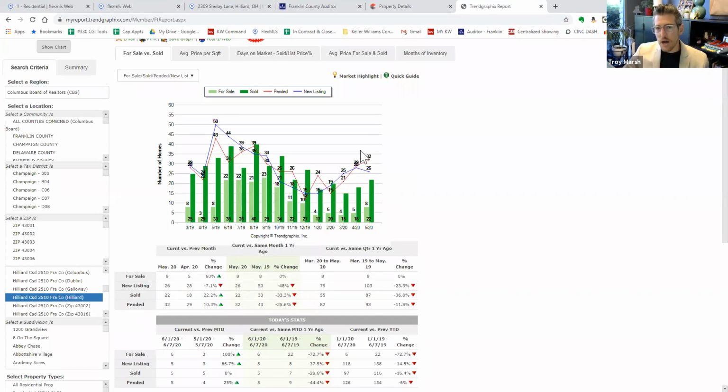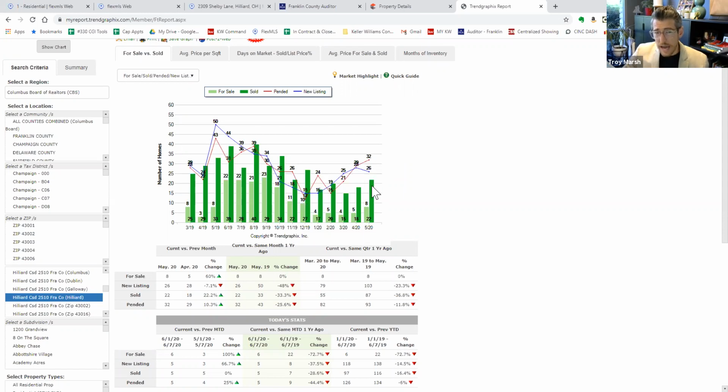And so what I'm talking to the seller about in this case is that we're in a really good place. And the reason we're in a really good place is because we have fewer listings coming on the market than are in contract. And that's a really good place to be. We also have the same number of active properties actually in this case, this May compared to last May.